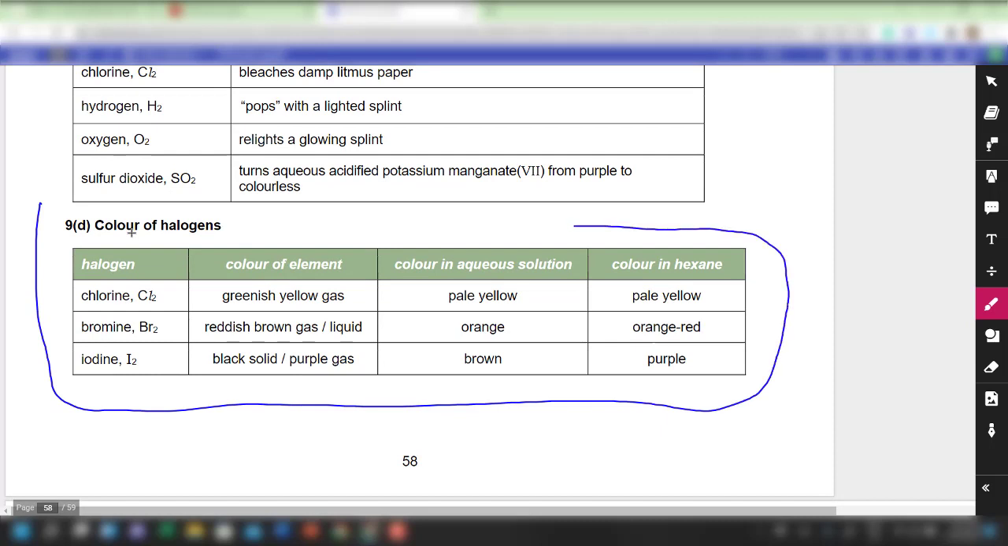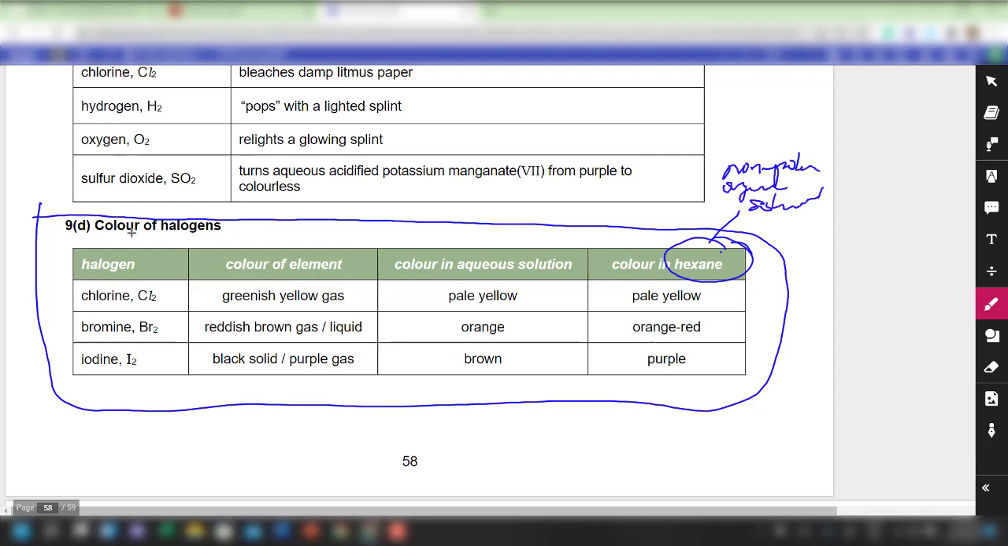Do take note that the color of the halogens, be it chlorine, bromine, or iodine, in elemental form is a little bit different from their color in aqueous medium. And some of them will also be a little bit different in color in hexane. Hexane is a non-polar organic solvent. Basically, it has the formula C6H14. So do take note of it.